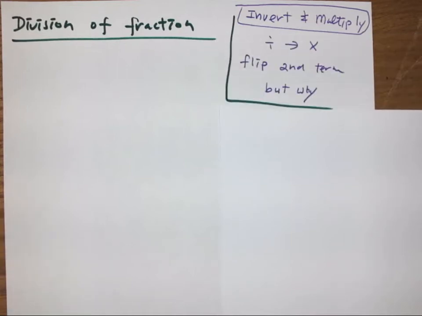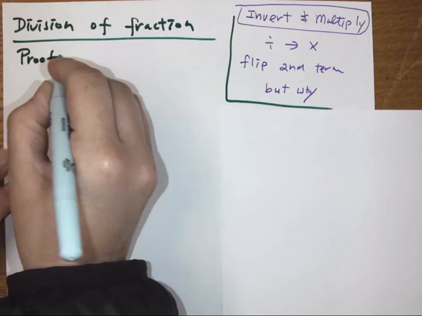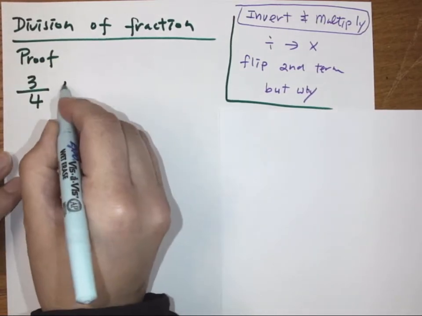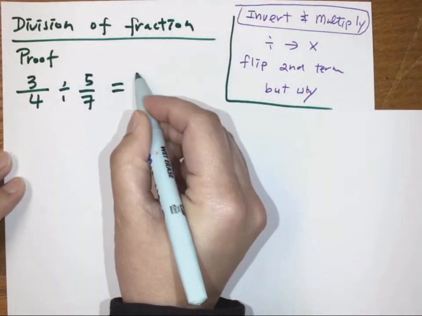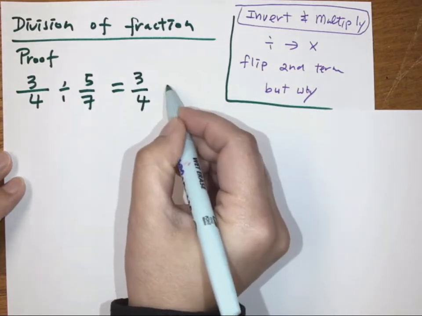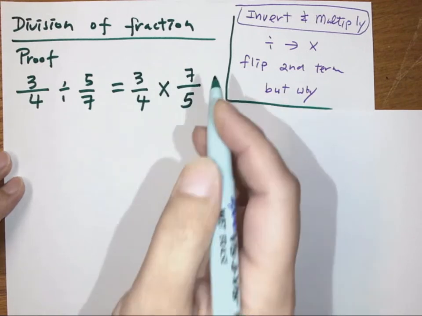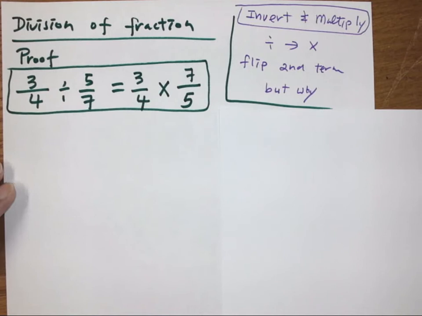I actually heard some teachers say, don't ask why inverse and multiply. So in this class, we want you to dig a little bit deeper. We're going to do a proof to show why this works. If we start with 3/4 divided by 5/7, why is it the same as invert and multiply, 3/4, change division to multiplication, and then flip the second fraction? Why do they equal each other? We need to show why.